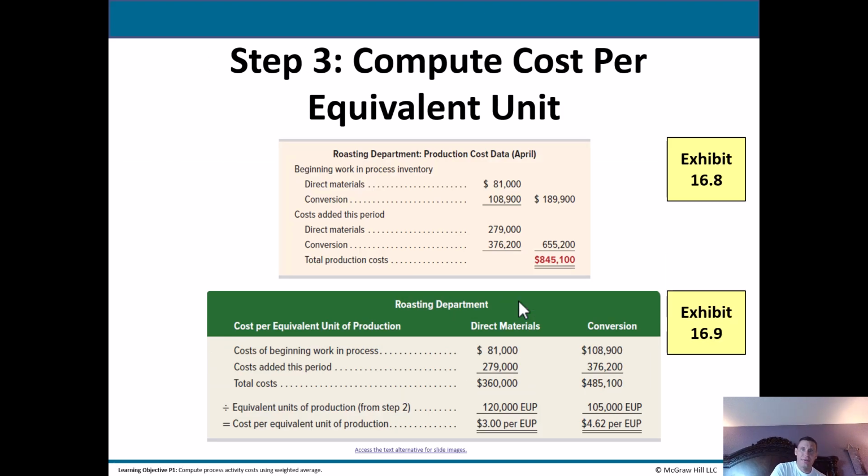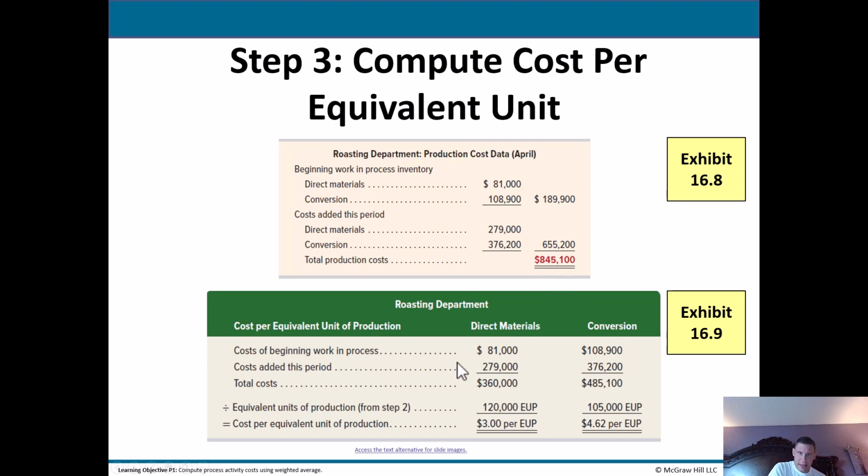All right, step 3, compute the cost per equivalent unit. So we've got some costs here that were given to us. You didn't have to calculate these. Direct materials, 81 grand. Conversion, 108.9. If you add those together, 189.9. And then we've got the costs that they added during this period. They added 279,000 of materials, 376.2 of conversion costs, for a total of 655.2. And if we add the 189.9 and 655.2, we get 845.1. So their total production costs during the period of April were 845,100.